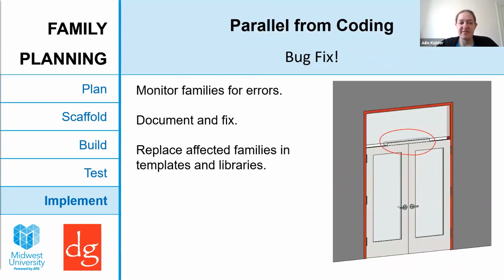And keep bug fixing. That's a continual item. Even fairly recently, I've found that the transom door frame I'd made didn't work with double doors because it was broken. So I made the fix, and it's back into the library.